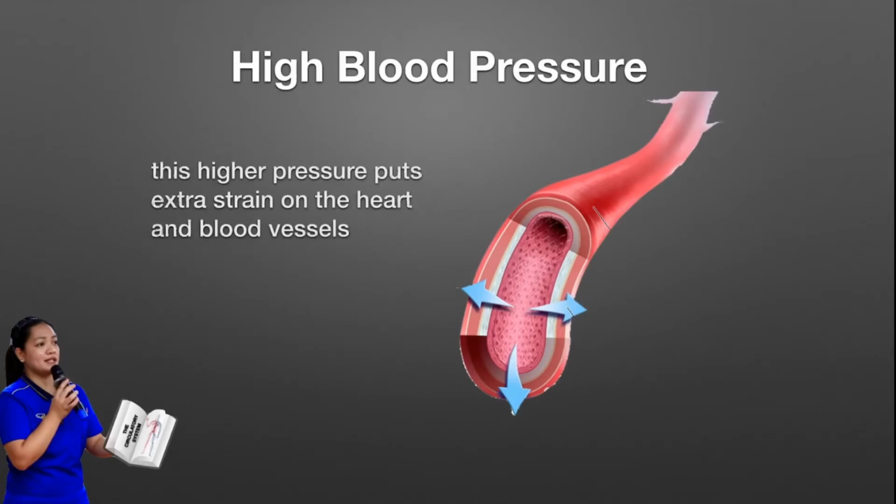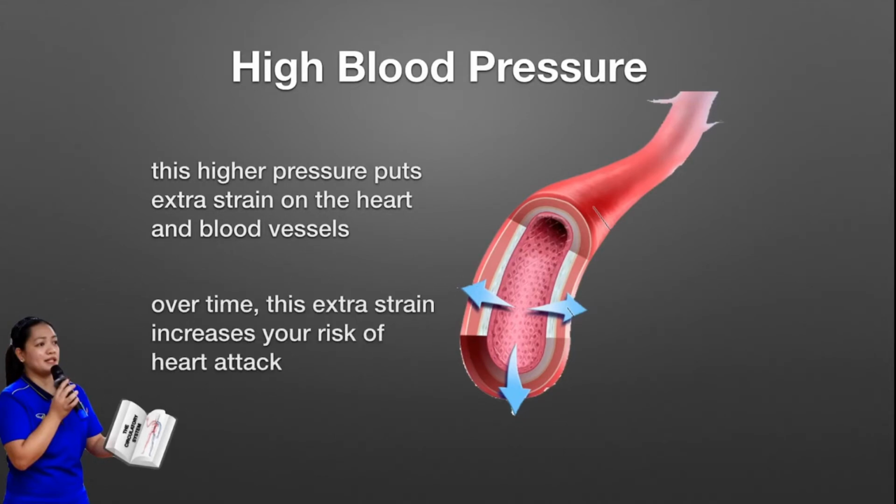This higher pressure puts extra strain on the heart and blood vessels, and over time, this extra strain increases your risk of heart attack. Now, you can have high blood pressure or hypertension for years without any symptoms. Even without symptoms, damage to blood vessels and your heart continues and can be detected. Uncontrolled high blood pressure increases your risk of serious health problems, including heart attack and stroke.